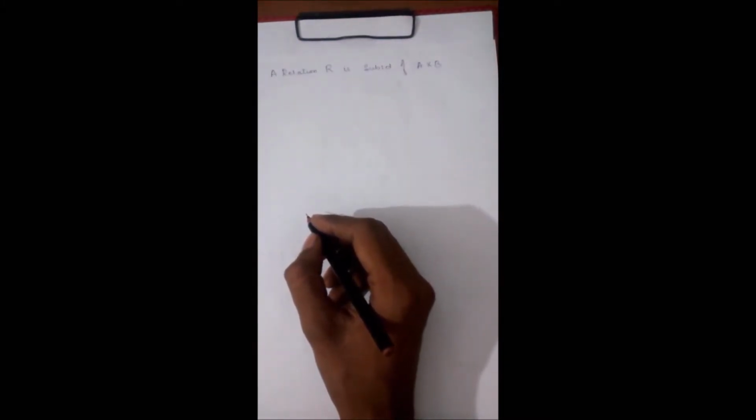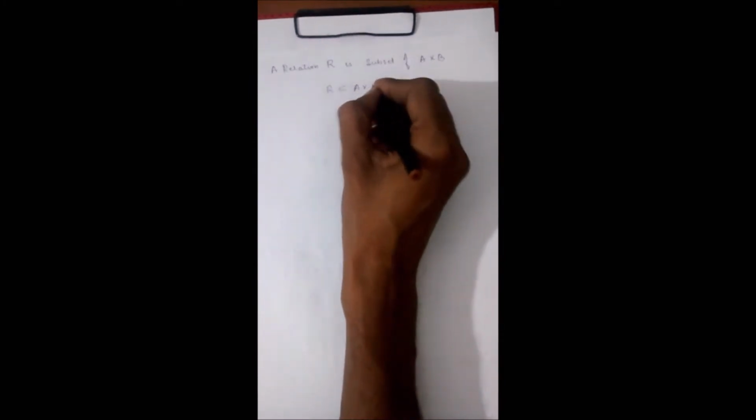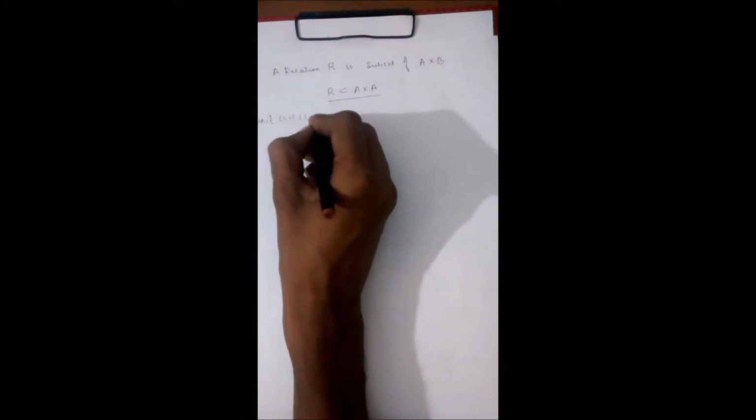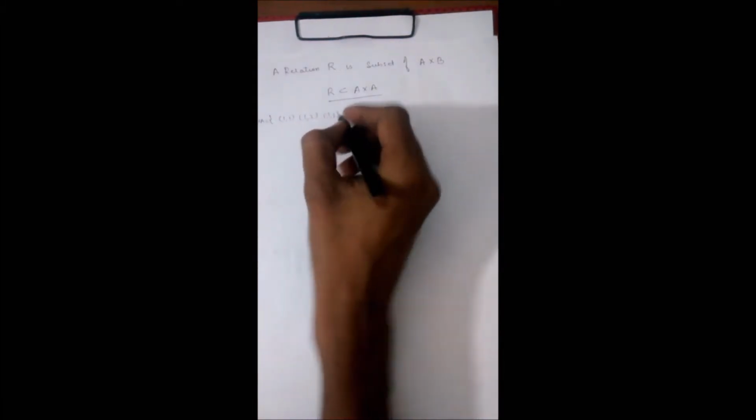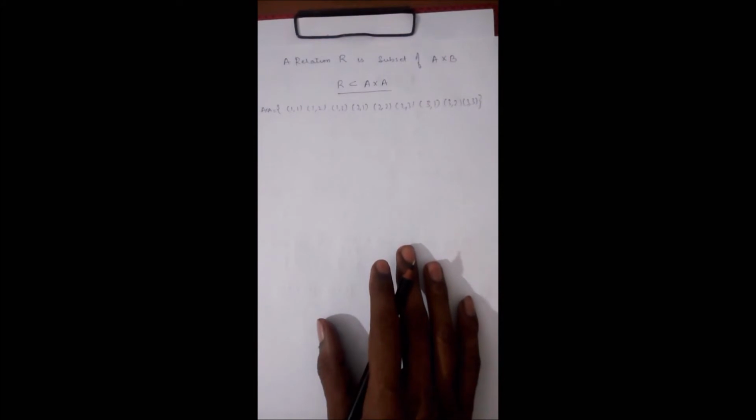And instead of studying this A cross B, most probably through the whole chapter we will be studying R as a subset of A cross A. This is the most basic definition of a relation. A relation is nothing but a subset. Now if we go to A cross A, my A cross A was what? (1, 1), (1, 2), (1, 3), then (2, 1), (2, 2), (2, 3), then (3, 1), (3, 2), and (3, 3). This was my A cross A.